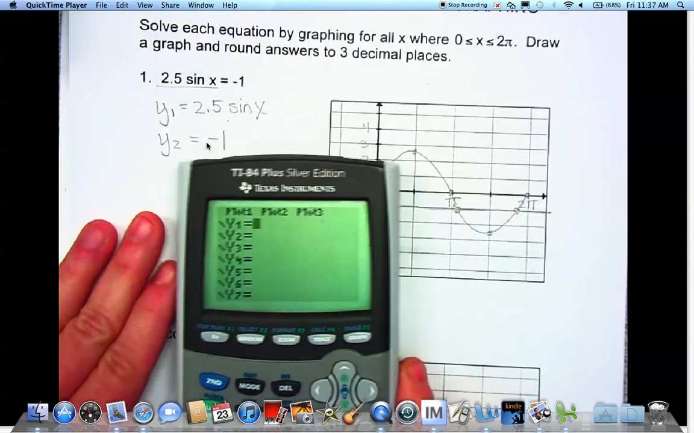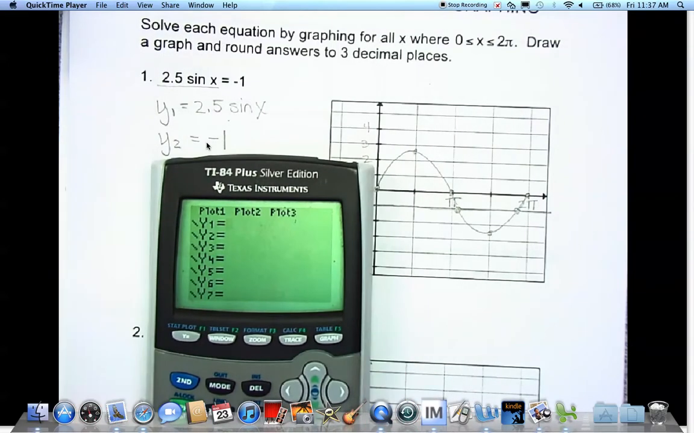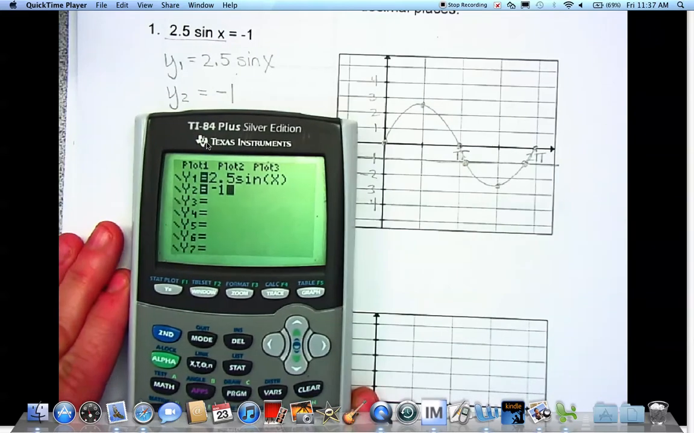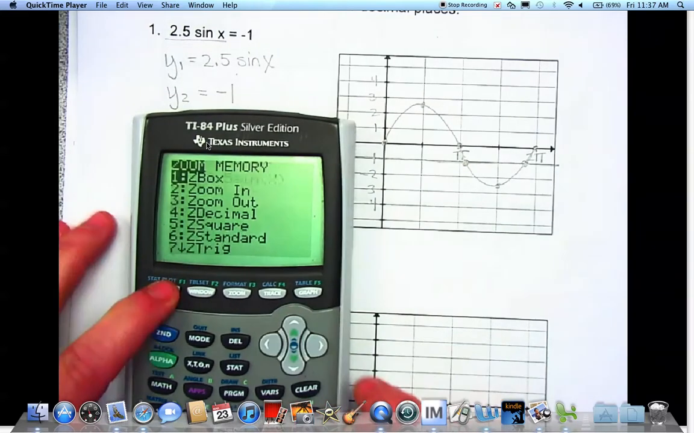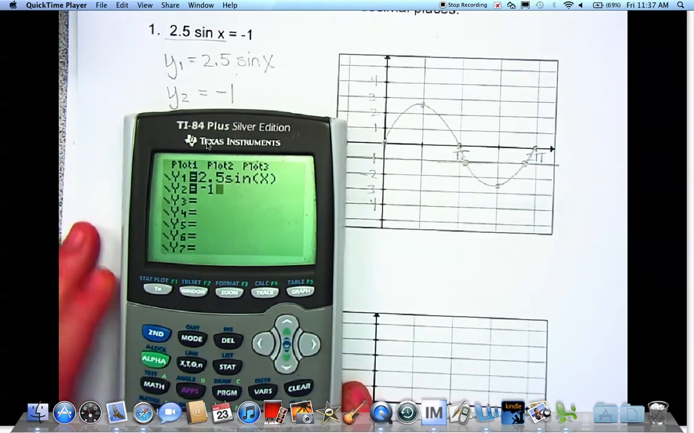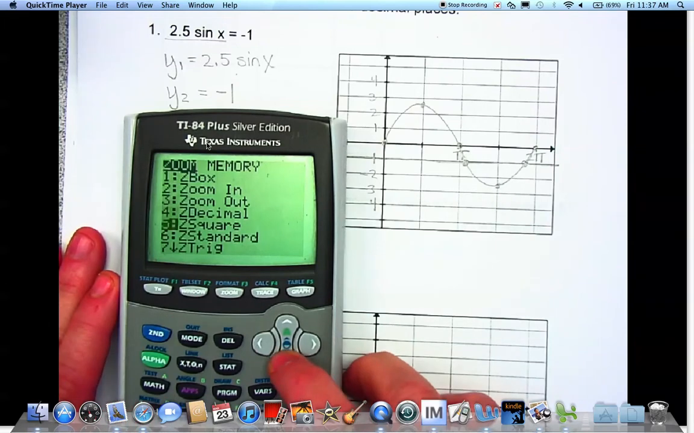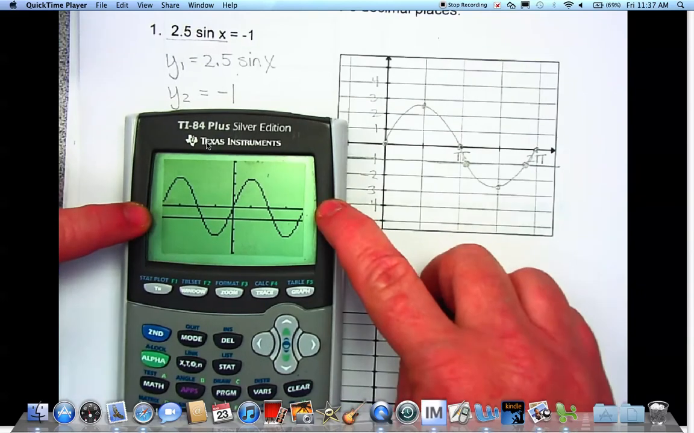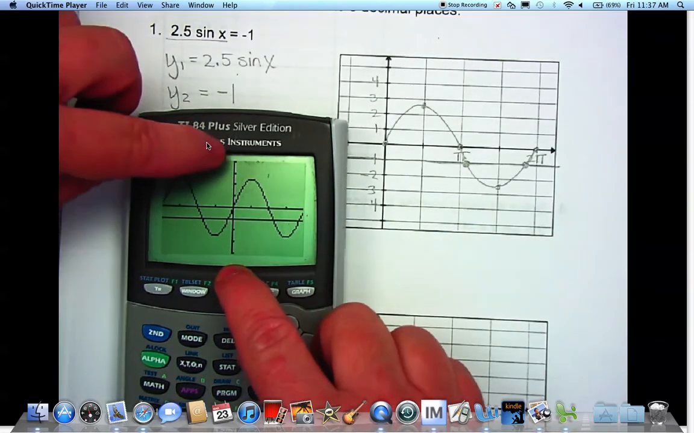It'll be fine. Okay, so in y1, we'll put 2.5 sine x. y2, -1. And there's a little trick for the window. We're going to go to zoom. Okay, we'll put your y1 in. 2.5 sine x. y2 is -1. Zoom Trig. Now, it graphs it from, not 0 to 2 pi, negative 2 pi to 2 pi. That's nice. And it goes from -4 to 4.